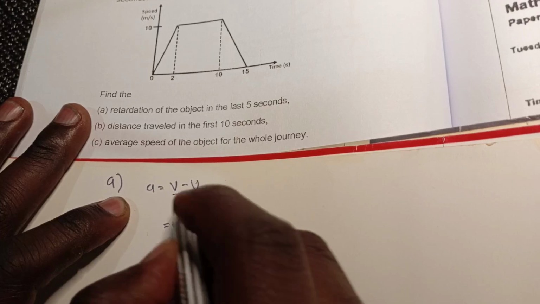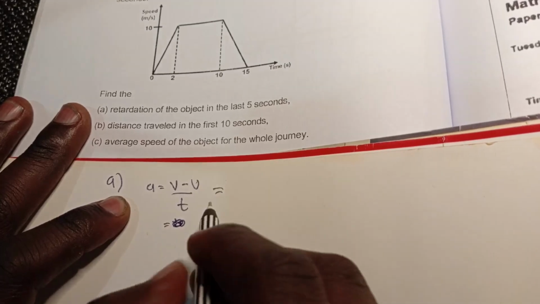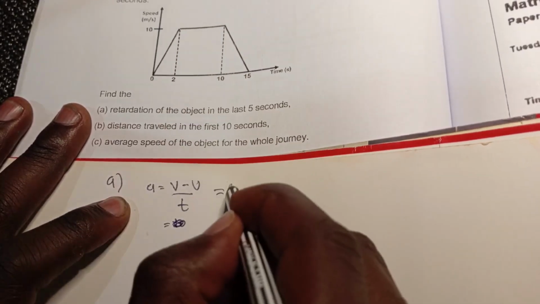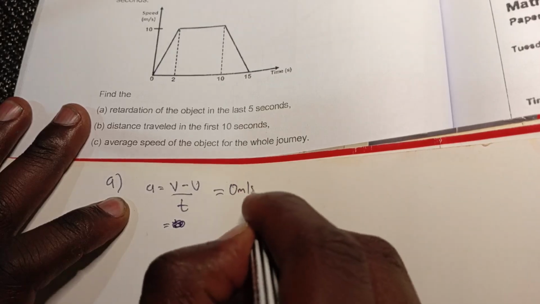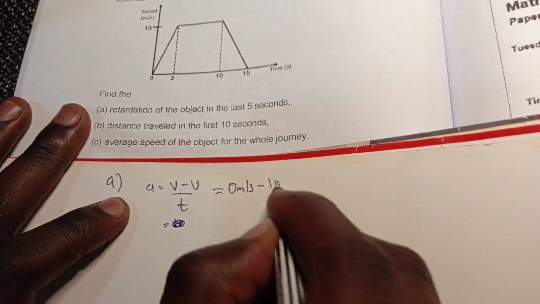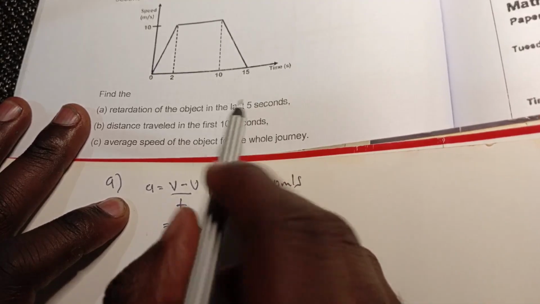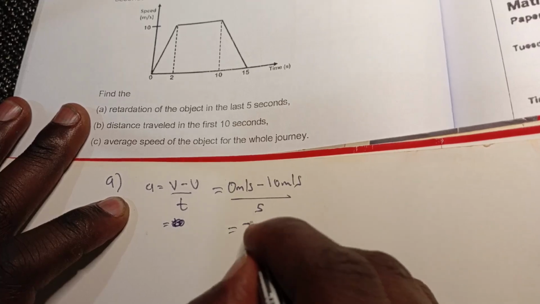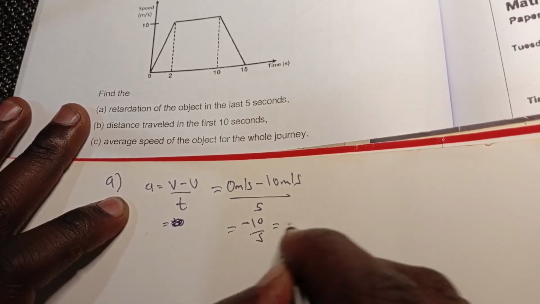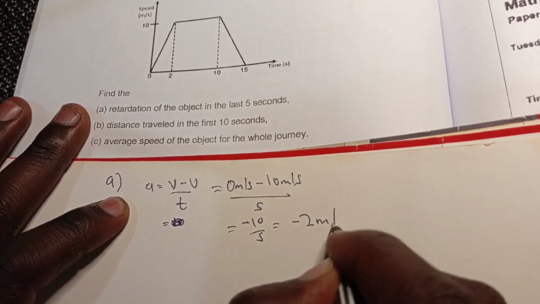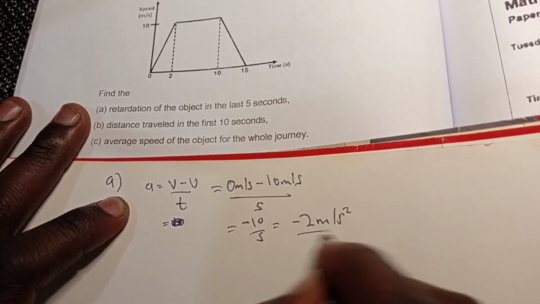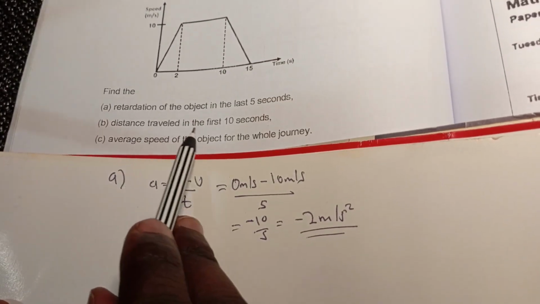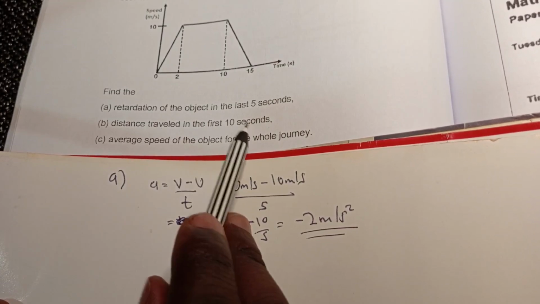Sorry, no, this is the final. Okay, so the final is where it's going. It ended here at 0. So 0 meters per second minus 10 where it was coming from. The time here is 5. So that will be negative 10 over 5. That will give us negative 2 meters per second squared. This is the retardation.